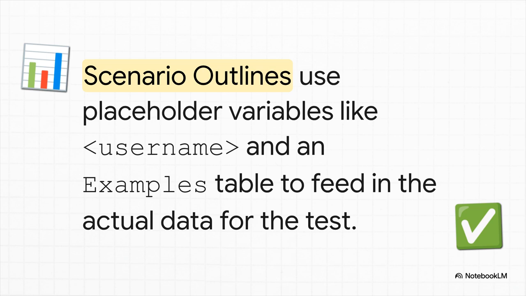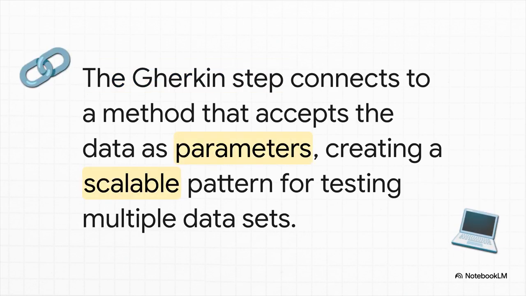We write our steps with these little placeholder variables like username and password, and then we feed the actual data into those spots using a nice, clean examples table. That Gherkin step then hooks up perfectly with a step definition that's ready to accept those variables as parameters. It's a super solid, clean, and really scalable pattern, especially when you're testing against a bunch of different data sets.